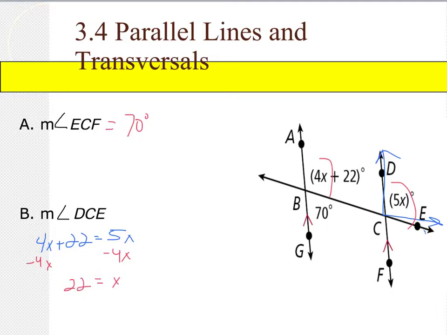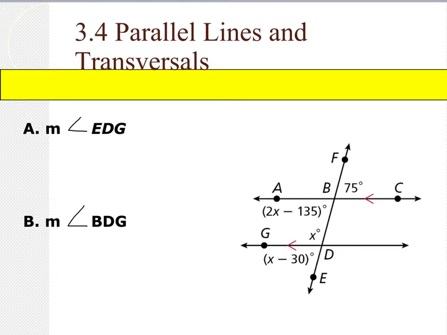However, we're looking for DCE. We just found x. We're not done yet. When you find x, ask yourself, am I done? No, we're not done yet. We need to take now this 22 and plug it in for our DCE. So we need to take 5 times 22. If you take 5 times 22, what do you come up with? Absolutely, 110 degrees. Excellent. Okay, let's try another one.